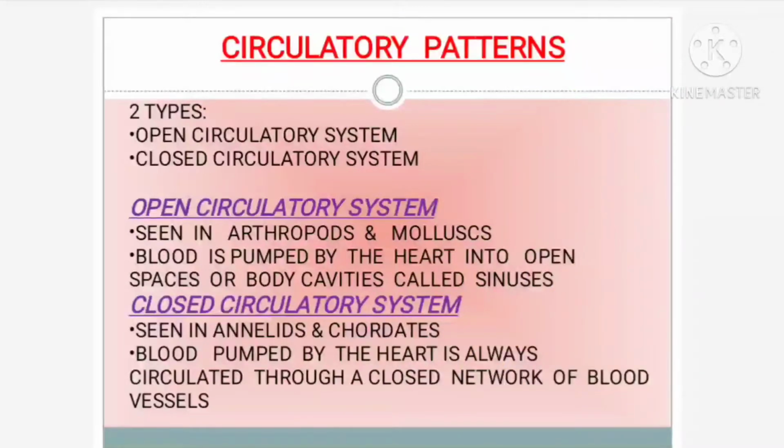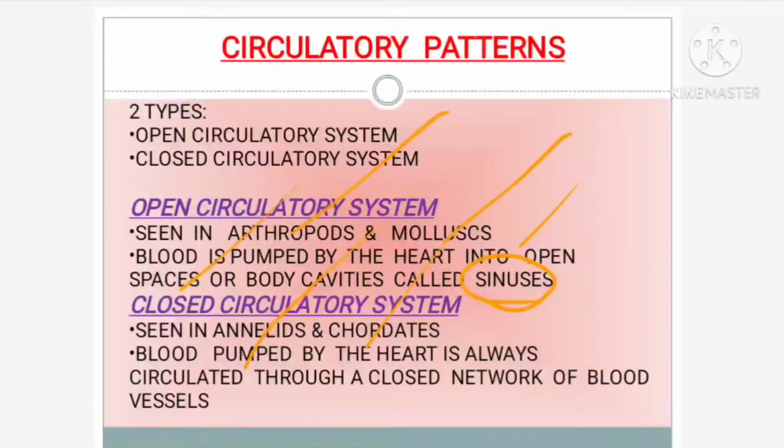Where do you find the open circulatory system? We have discussed it is found in arthropods and molluscs. Insects and others have an open circulatory system, and blood is pumped by the heart into the open spaces or body cavities, and those body cavities we call sinuses. Next is the closed circulatory system, which is seen in annelids and chordates.